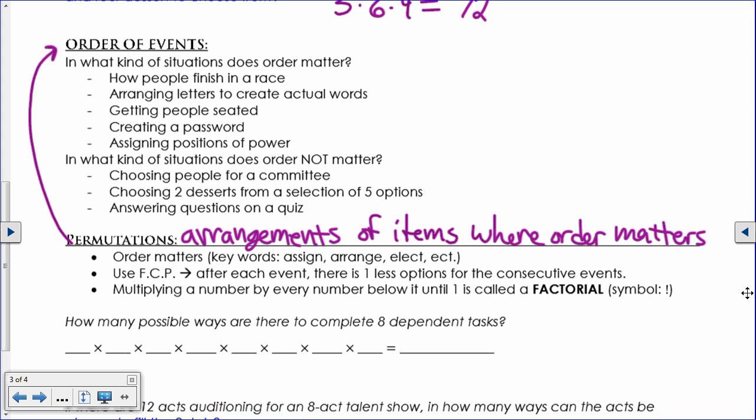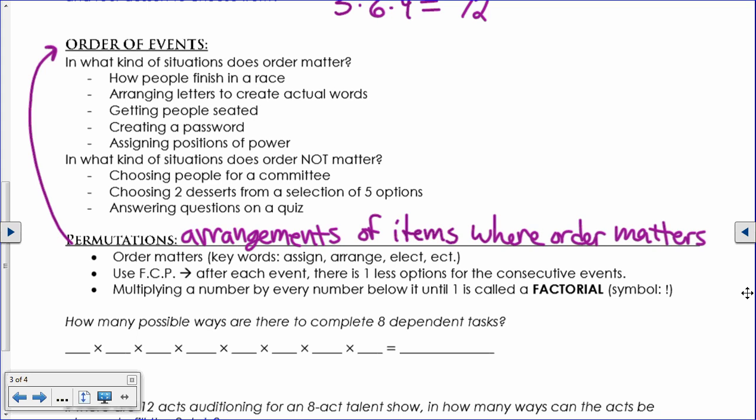Getting people seated. If Anthony sits in this desk, it is now off limits, so the next desk would be this one. There's a specific order in how people are seated because when somebody sits down, that chair is off limits. Creating a password: if you jumble up the letters, it's not going to work. It has to stay in that particular order each time. Assigning positions of power. If you are in a committee, you have the main person, the secretary, or whatever. Assigning positions of power is another one where order matters.